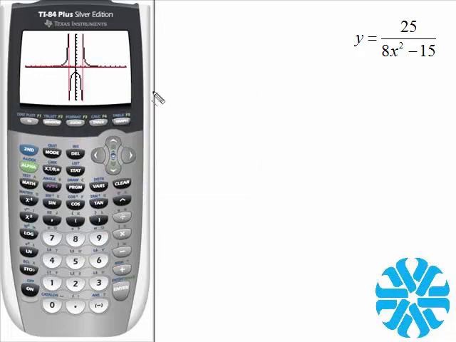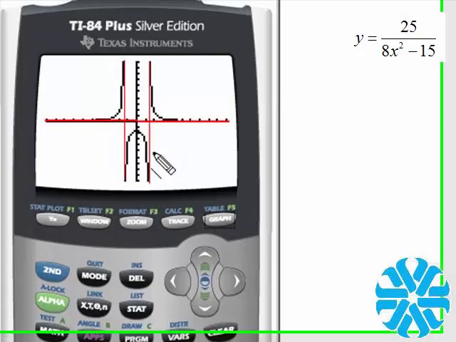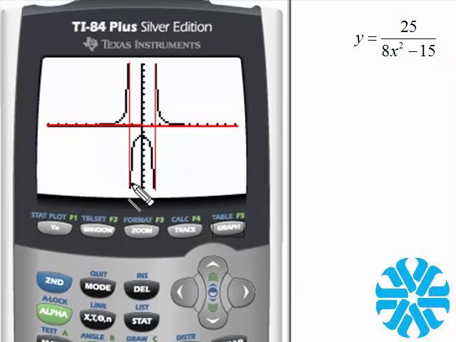You can see now that we have our two vertical asymptotes, one here and one here. The equation of this vertical asymptote is approximately x equals 1.4, and the equation of this vertical asymptote is approximately x equals negative 1.4. And this horizontal asymptote is actually the x-axis, and the equation of that line is y equals 0. So let's just go ahead and analyze this graph quickly.